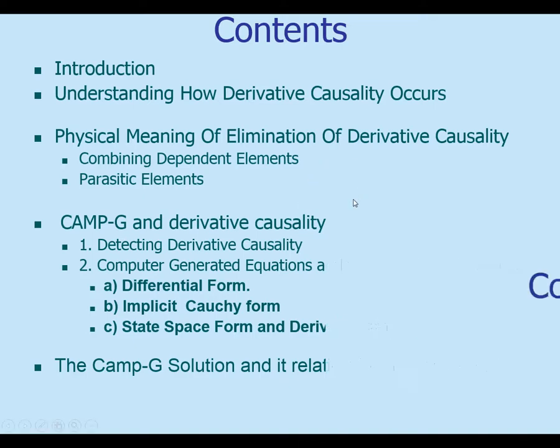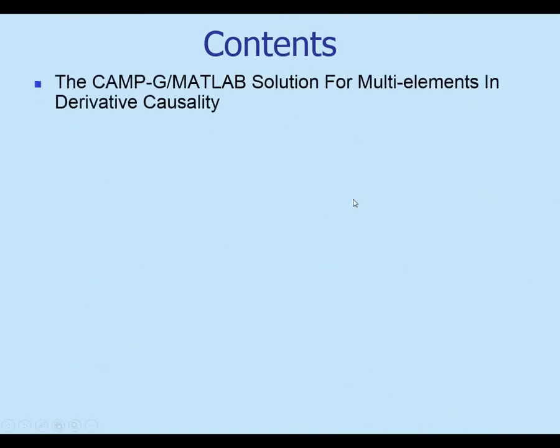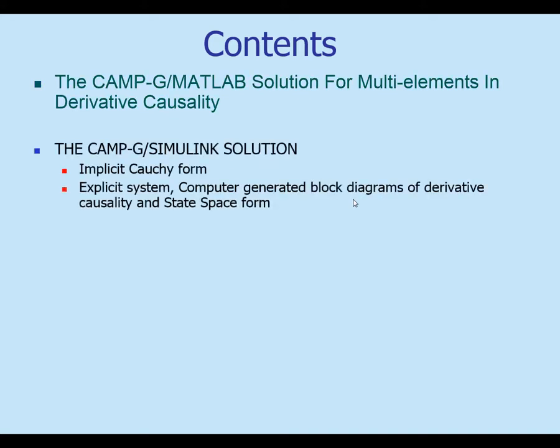And let's look at the solution for multi-elements in derivative form, so when you have several derivative forms. And finally, what's the implication of this in the Simulink area? Is there an implicit Cauchy form, an explicit system? How do we do it?